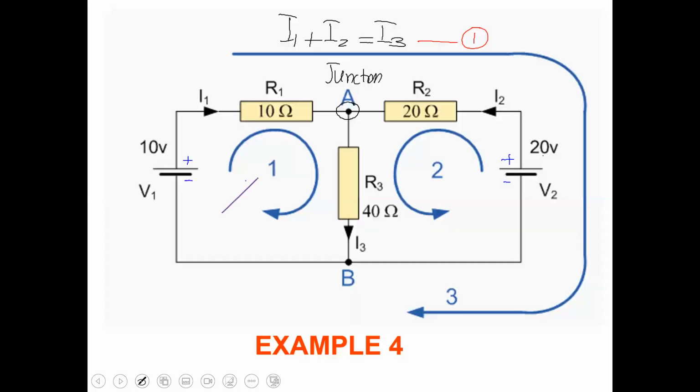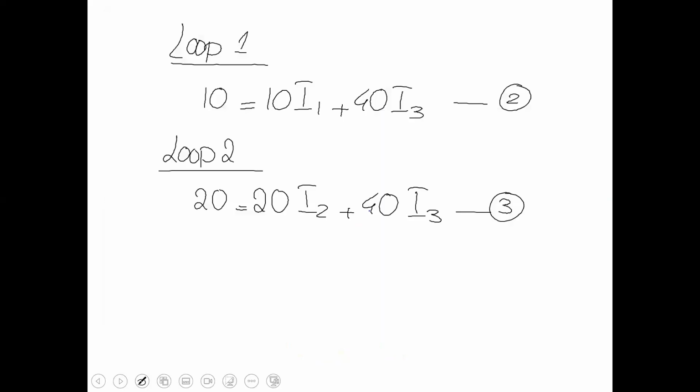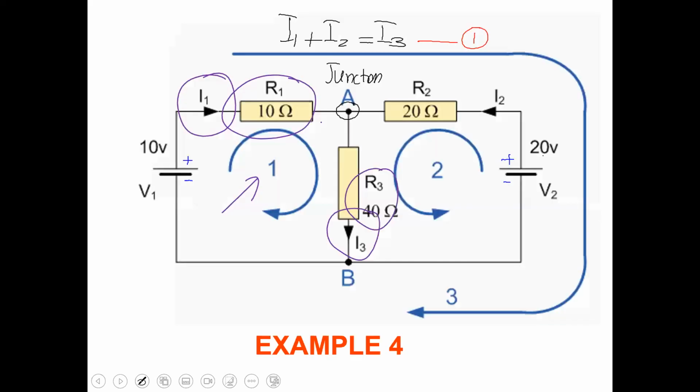If we talk about loop number 1, this is the resistance, this is the current connected. Then this is the resistance, this is the current. So 40 I3, 10 I1. It's equal to 10 because it is the input. So it's very simple. Just remember every resistor goes with the neighbor current.